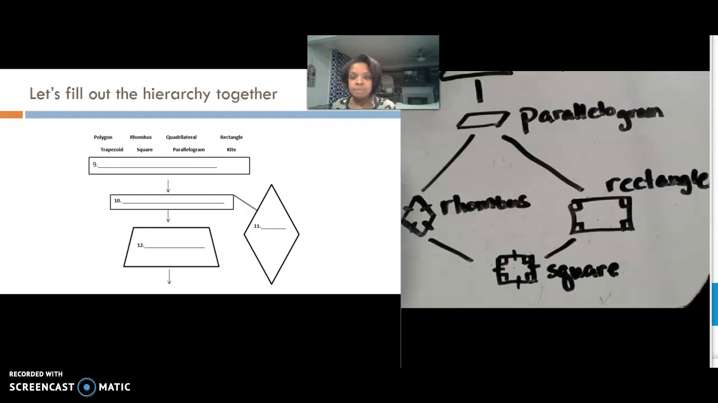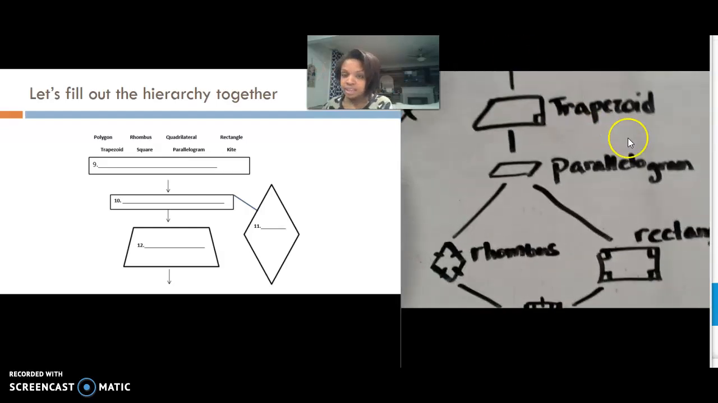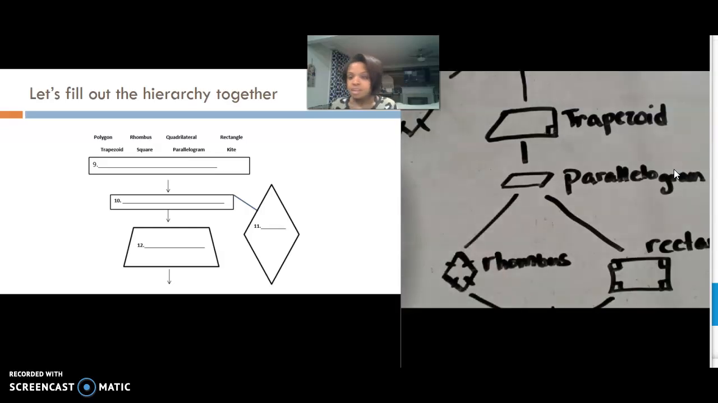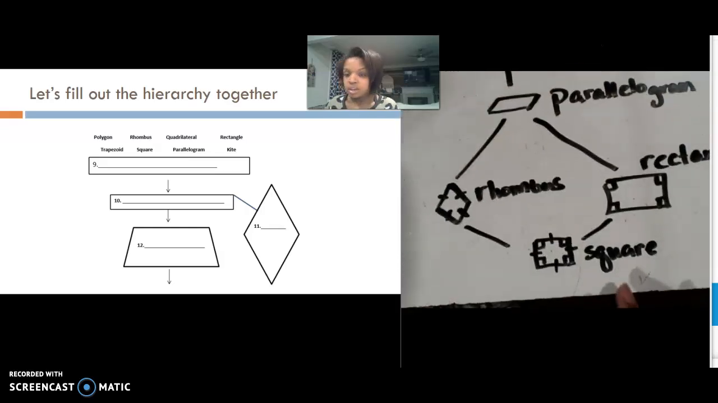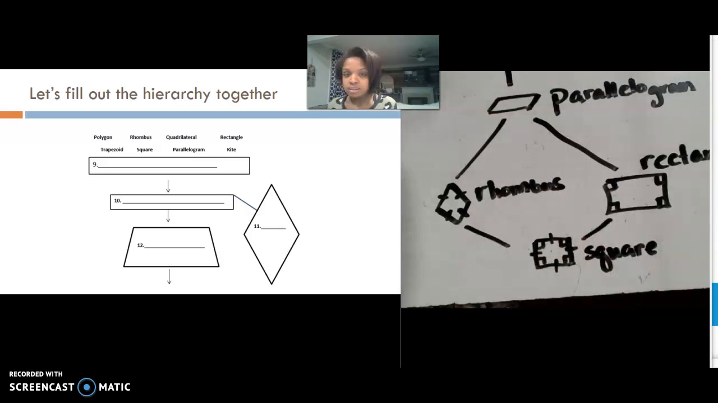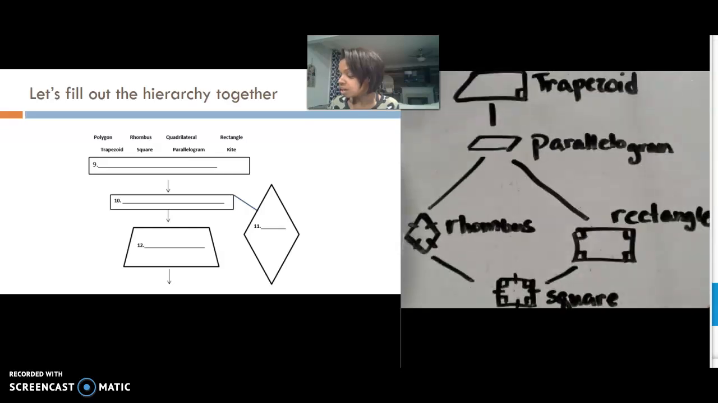Remember, if I am going up in my hierarchy, it is always, okay? So a square is always a rhombus, but a rhombus is not always a square. Okay, a square is always a rectangle because it has 4 right angles, but a rectangle is not a square because it does not have 4 equal sides. Okay, so remember that as you're going through your assignment today.